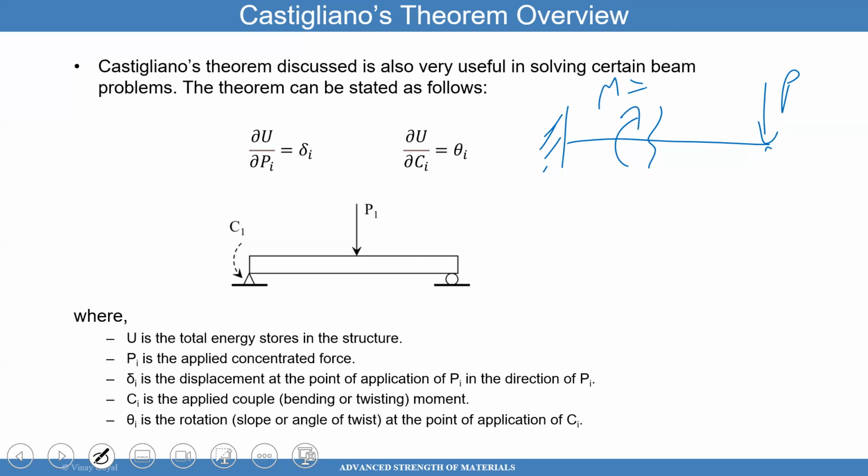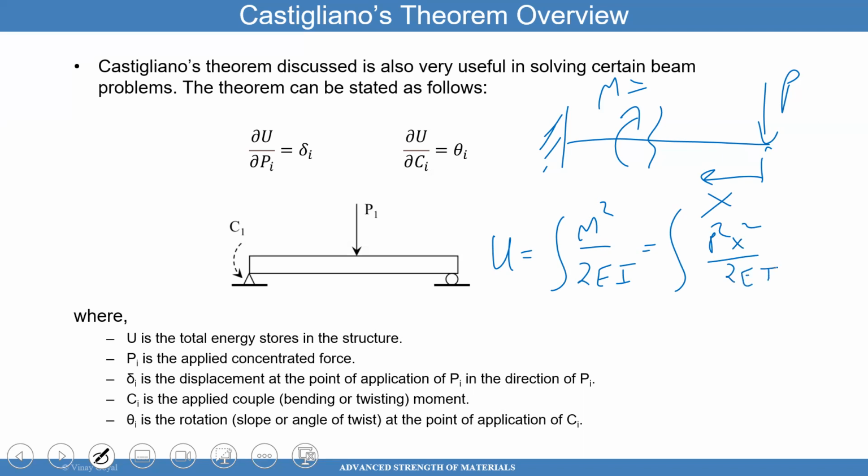Good news, I can use any coordinate system, so I'm going to choose it like this, x. What is the moment? P times x. So the energy is the integral of M squared over 2EI, equals the integral of, what is M? P squared x squared over 2EI dx. What is this integral? P squared L cubed over 6EI.